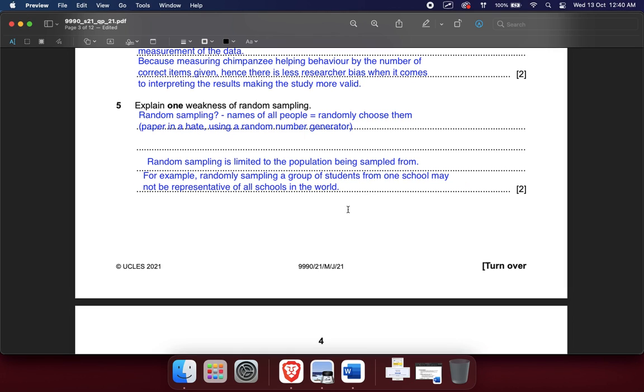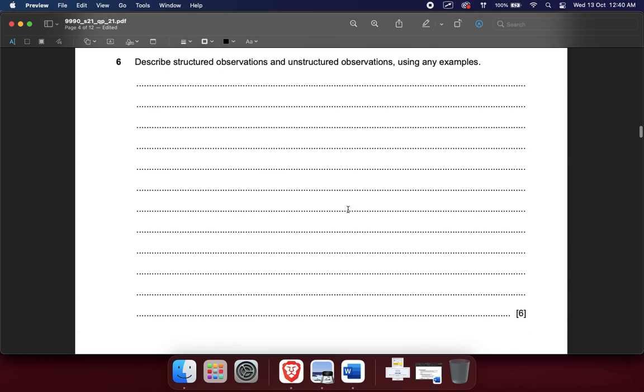What else can you talk about in terms of this? I guess you could also say that when you randomly sample people, sometimes they don't sign up, right? Just because you randomly sample them doesn't mean that they're going to come for your experiment. You might randomly sample them, you want them in your study, but they couldn't be bothered. They're not interested, so that could be another weakness.